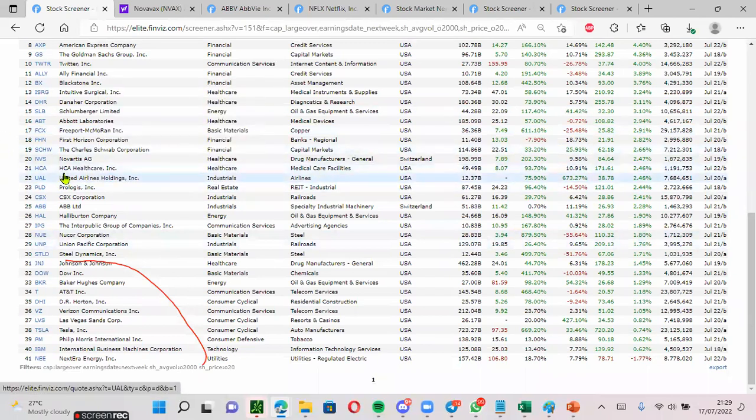Airlines, I'm bearish because Delta Airlines did not do pretty good. I'm bearish on airlines. Tesla maybe can gap up to the 800s.